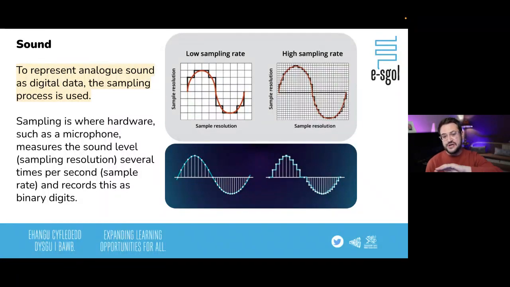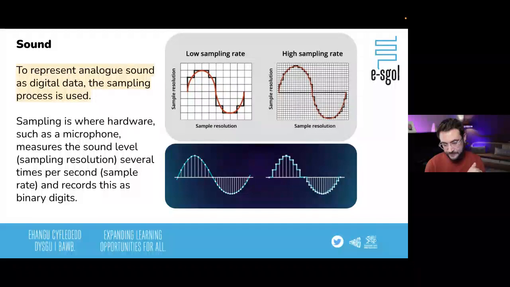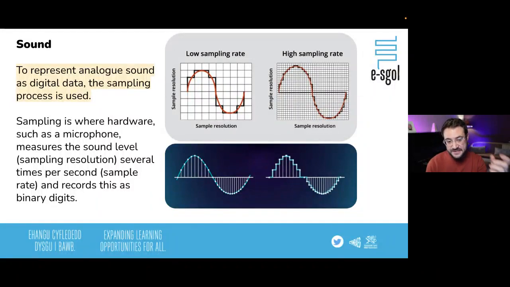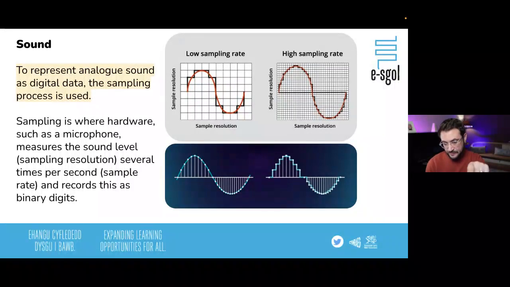So you're not going to hear the nice curved red sound wave back out. You're going to hear whatever's been stored. As you can see there on the bottom right, if we've got a low sample rate and a low sample frequency, then you're going to have that kind of jagged stepped edge going up your sound wave. But if you increase the resolution and the frequency, you've got a smoother curve.